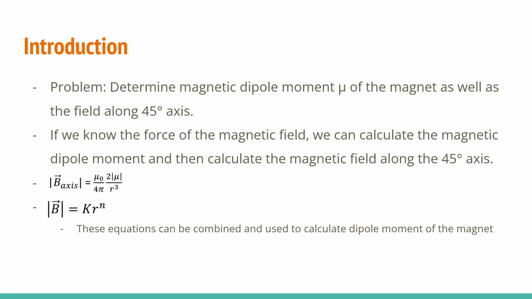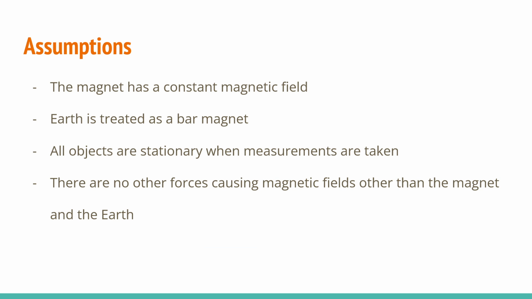The problem we're trying to solve today is to determine the magnetic dipole moment mu of the magnet as well as the field along the 45-degree axis. Theoretically, if we know the force of the magnetic field, we can calculate the magnetic dipole moment and then calculate the magnetic field along the 45-degree axis. This is made possible by our two equations, the magnetic field along an axis, which allows us to calculate the magnetic dipole moment and allows us to make these predictions.